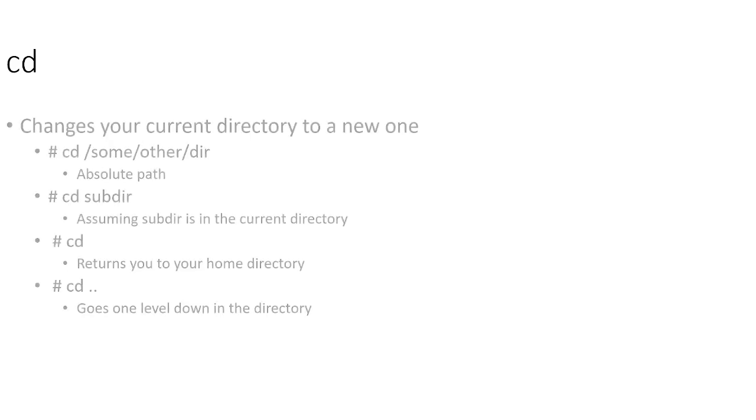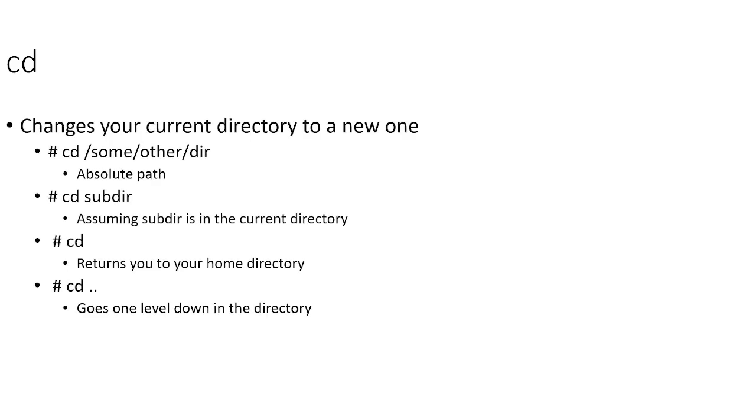And so the first command is the cd command. It changes your current directory to a new one, and we can give the absolute path from the root directory to go to that particular directory, like this: cd and the full absolute path. And if you want to go to a subdirectory, we can do cd subdirectory. Subdirectory is basically the name of the directory you want to go to, and we are assuming that that subdirectory is present in your current directory.